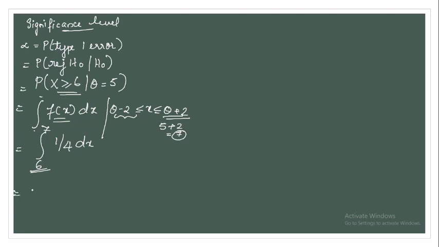Now how will you integrate it? Yes, 1 by 4 is a constant. I took it outside. You have here x from 6 to 7, which is equal to 1 by 4 into 7 minus 6, which is equal to 1 by 4. So finally this is your significance level, or this is your alpha. Okay, I hope you understood this.